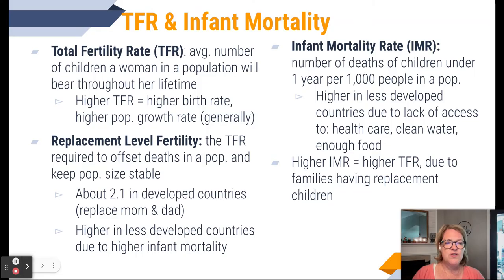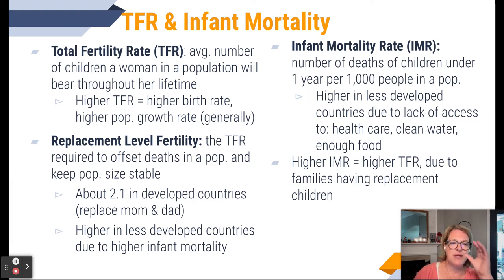The replacement level fertility is higher in less developed countries because, due to poor living conditions and less access to healthcare, there tends to be a higher infant mortality rate, which is the number of babies that die prior to the age of one. That rate happens to be a lot higher in developing countries. So again, infant mortality rate is the number of deaths of children under 1 year, up to the age of one, per 1,000 people in a population. That's what the IMR is, or the total infant mortality rate.